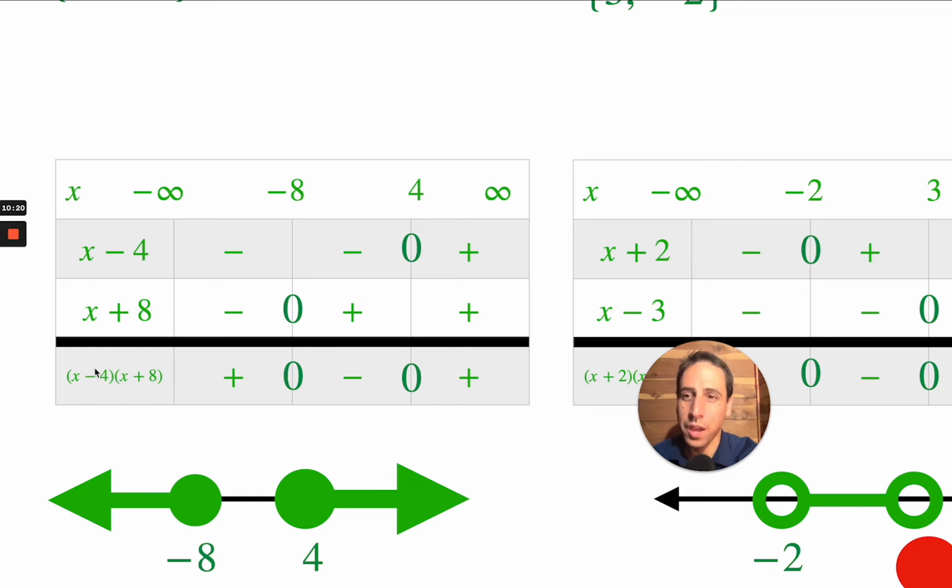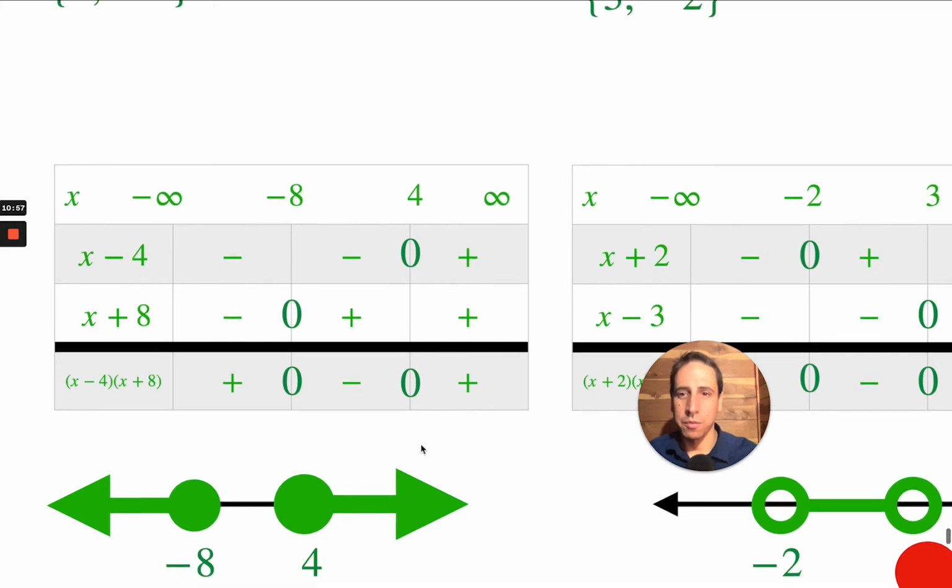Now if we multiply them together, we get x minus 4 times x plus 8. The sign chart here is more complex, but because we've done so much thorough preliminary work, we can just say that this is negative and this is negative, so their product is going to be positive. A negative times a negative is a positive. A negative times a positive is a negative. 0 times anything is 0. And a positive times a positive is a positive. And so we can see here that this region is going to go positive, negative, positive. And so here, boom, positive, negative, positive.